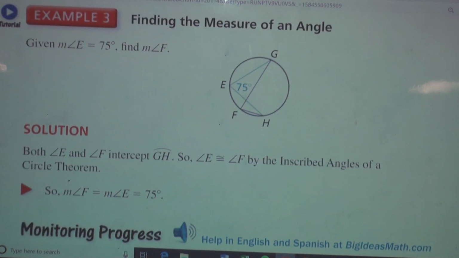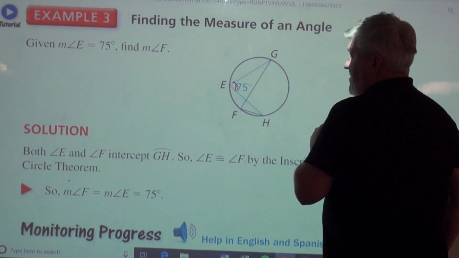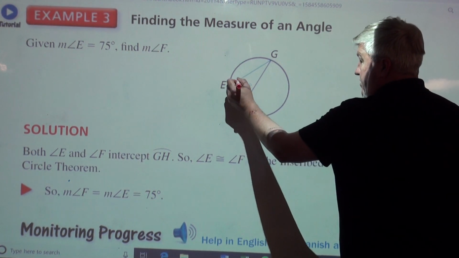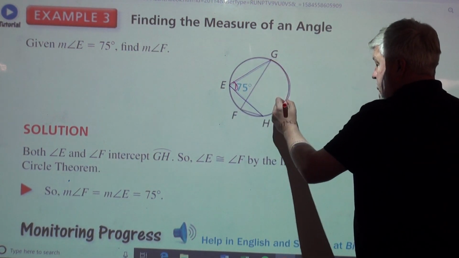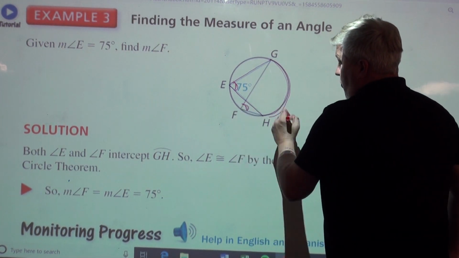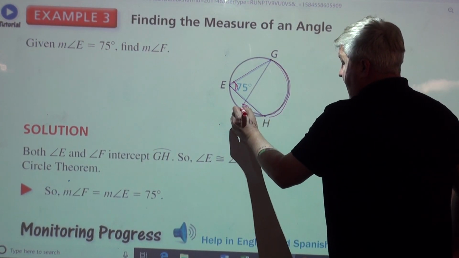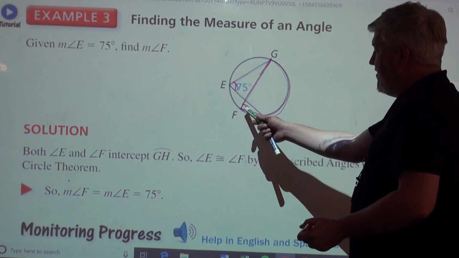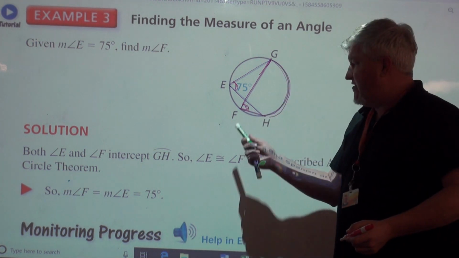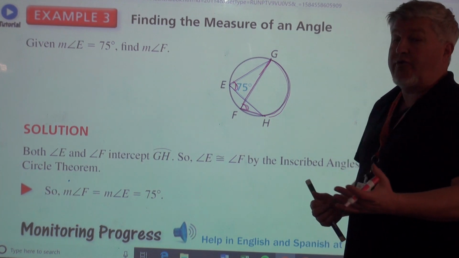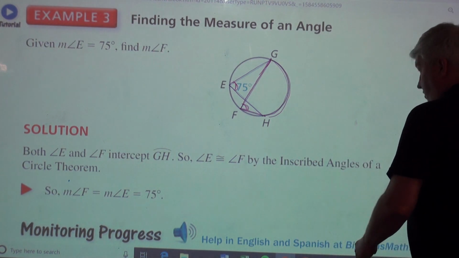Finding the measure of an angle. Given that measure of angle E is 75. Angle E is 75, and it goes out and creates this arc, arc GH. Well, notice angle F, which we're solving for, also hits those same lines. So what is the measure of angle F? Because it intercepts the arc in the exact same points, it's equal to angle E. It's also 75. It's not groundbreaking, but something you need to know.